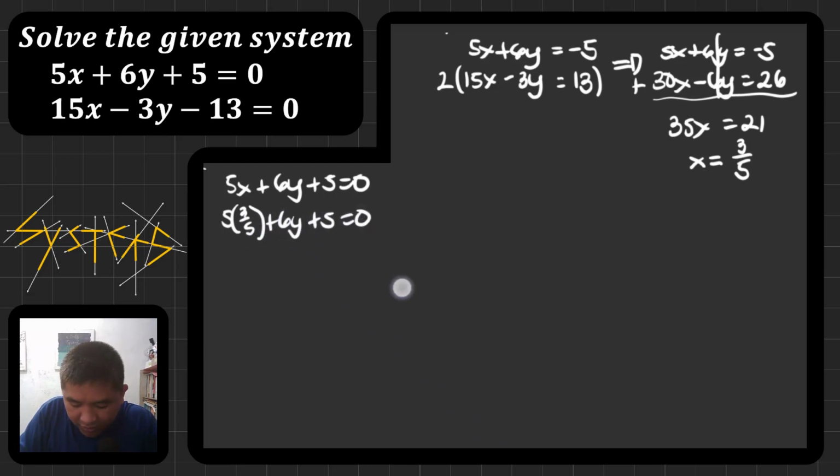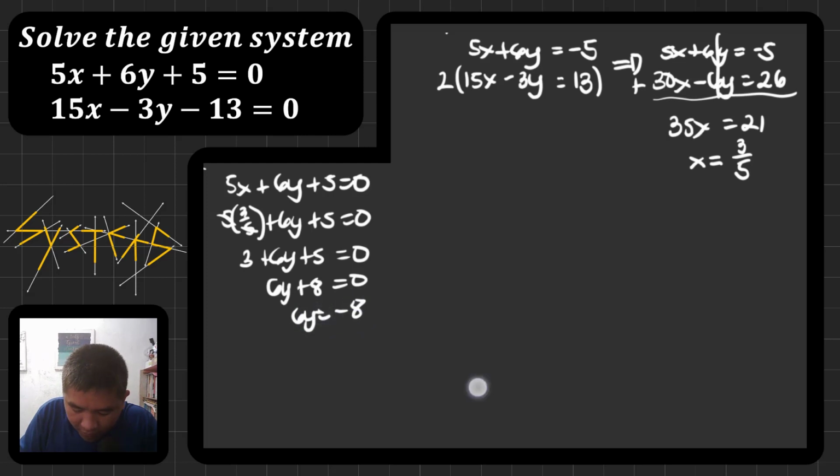Of course, you can do that. 3 plus 6y plus 5 equals 0. You have 6y plus 8 equals 0. 6y is negative 8. So y, when dividing both sides by 6, is negative 8/6, or in lowest terms, negative 4/3. Okay? It's also a fraction, and it's even negative. So again, just need to review your fractions with that.